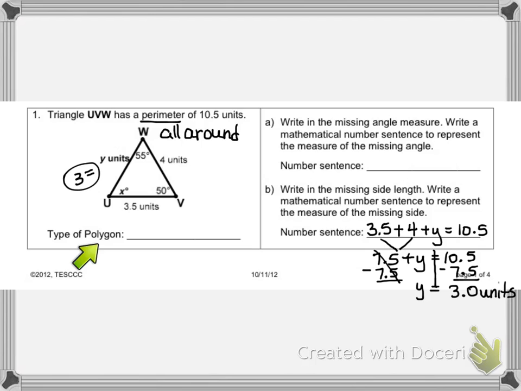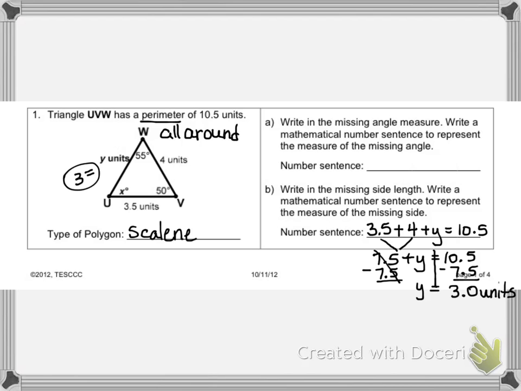What type of polygon is this? It looks like an equilateral just by looking at it. But here is 3, here is 4, and here is 3.5. Are they all the same? No. Are 2 the same? No. None of them are the same, so what is this? We're going to say that this is a scalene. Hang on. Now look at your angles. Oh, we're not done yet.